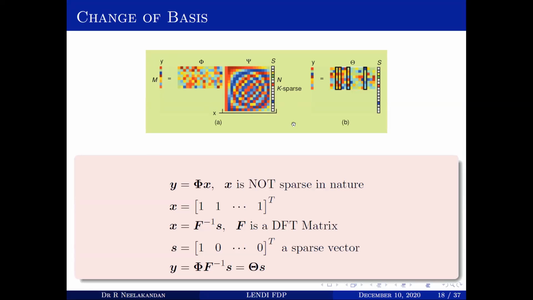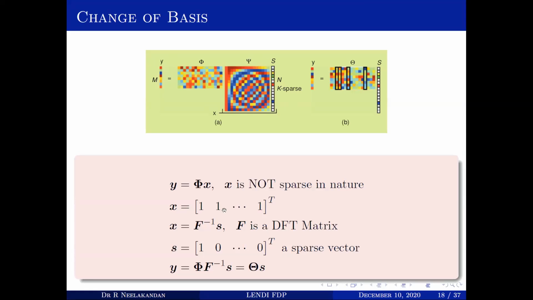Sometimes even s may not actually be sparse. By making a proper linear transformation, you can make the resultant vector sparse. Let me tell you one example. You have a vector X, an all-ones vector, right?